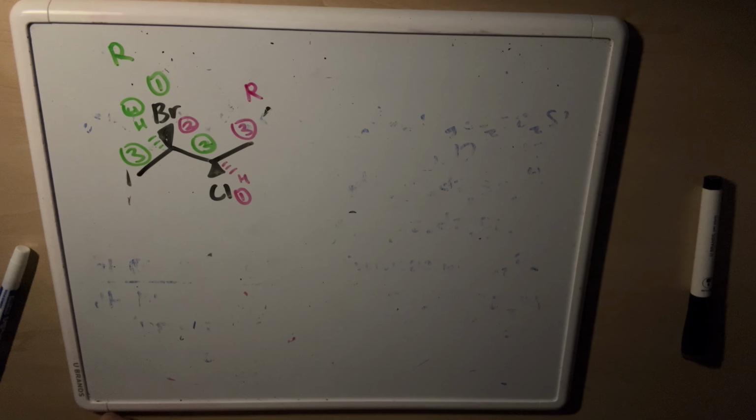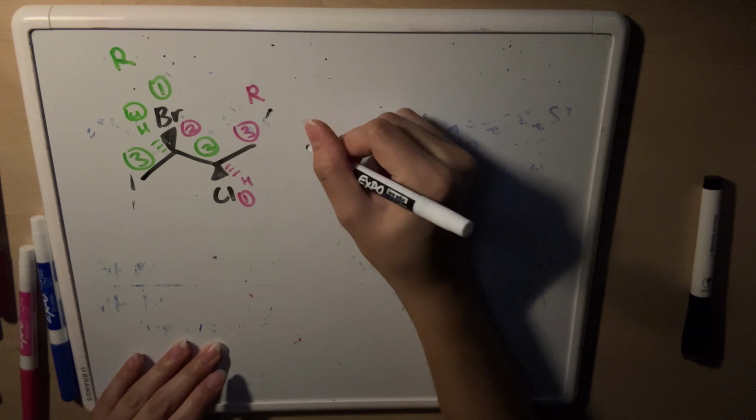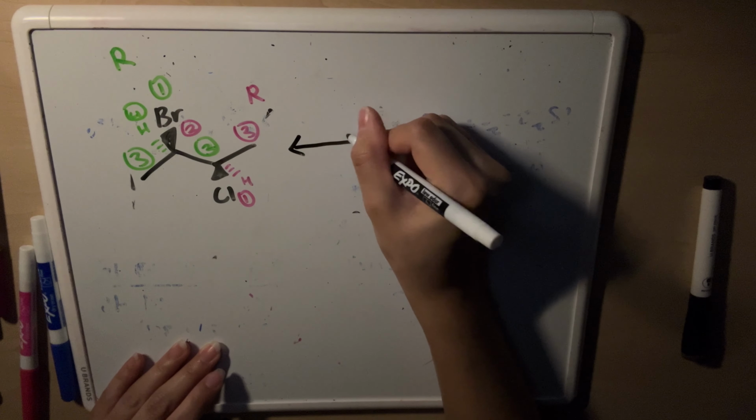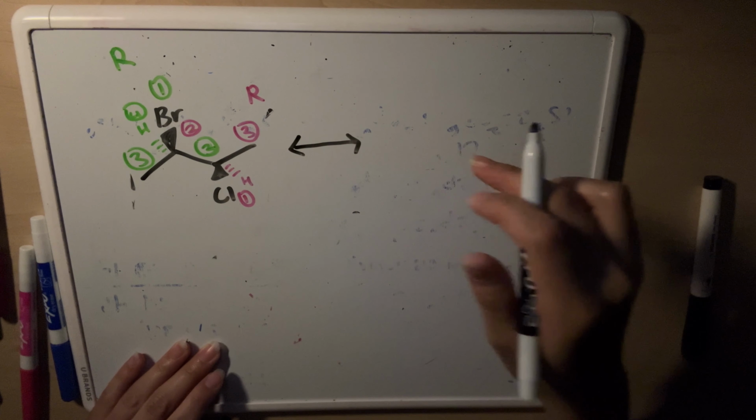Now there's also these things called enantiomers and diastereomers, and I'll show you what they are because they can get really confusing. So say if I switched the chirality centers, I'm just going to draw these arrows to show these are not resonance arrows, if you're ahead.